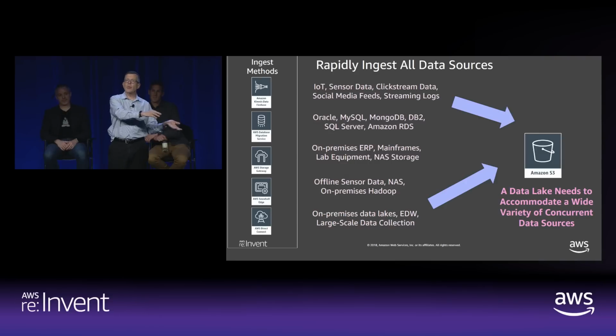So you can start to do Direct Connect and virtual private cloud, so you can integrate the on-premise world and the cloud world together from an analytics and a data lake perspective.